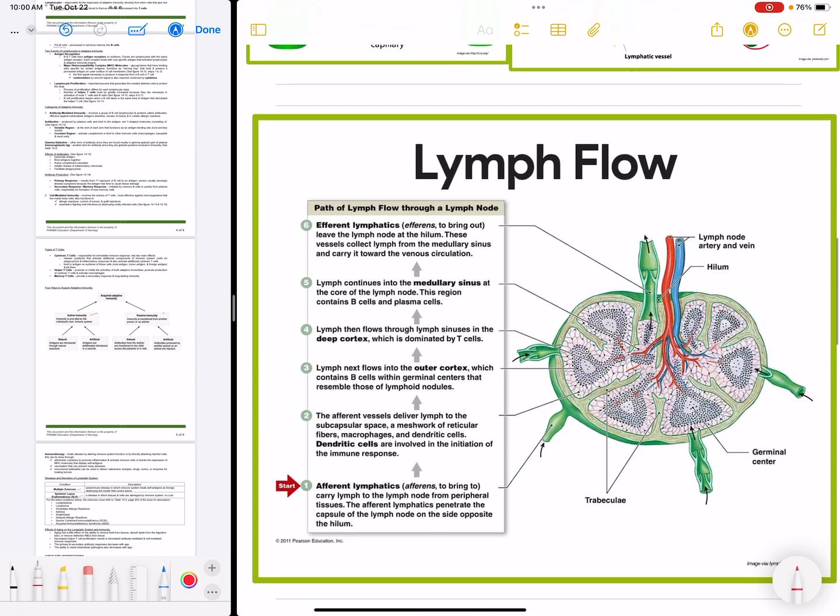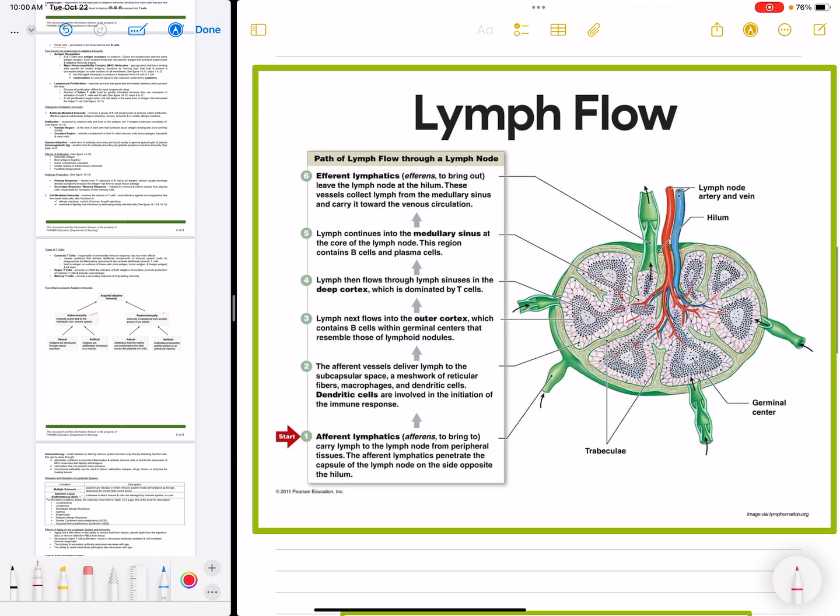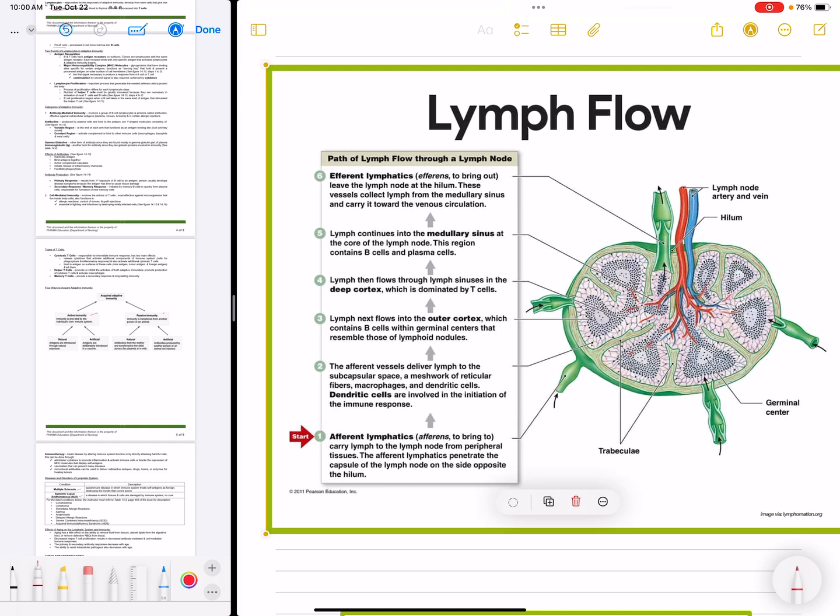Okay, so lymph flow. So efferent lymphatics, efferents to bring out. So leave the lymph nodes at the hilum. So these vessels collect lymph from the medullary sinus and carry it towards the venous circulation. Ay, sorry. Nag-start ko sa babaw. Okay, sorry ah. Let's start from the start.